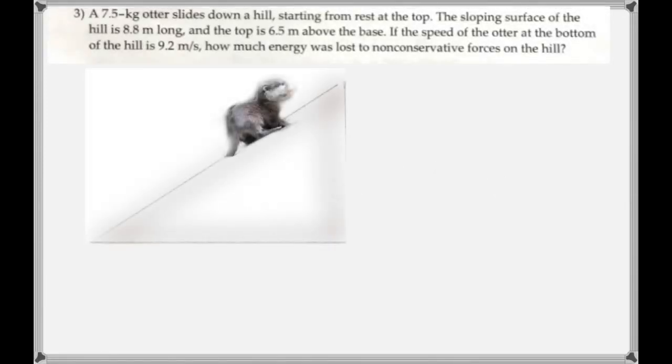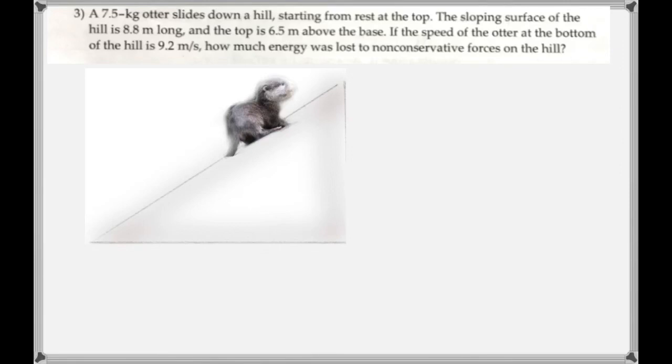A 7.5 kilogram object slides down a hill, starting from rest at the top. The sloping surface of the hill is 8.8 meters long, and the top is 6.5 meters above the base. So it's 8.8 meters long, and the height is 6.5 meters. If the speed of the object at the bottom of the hill is 9.2 meters per second, speed here is given, how much energy was lost to non-conservative forces on the hill?